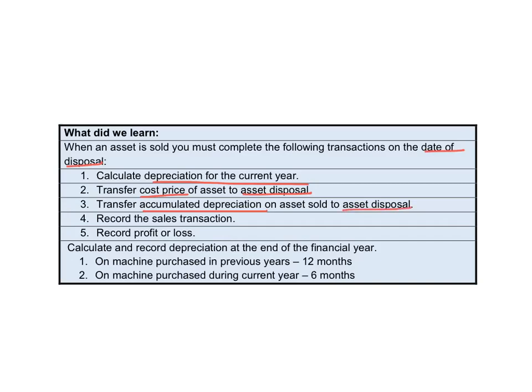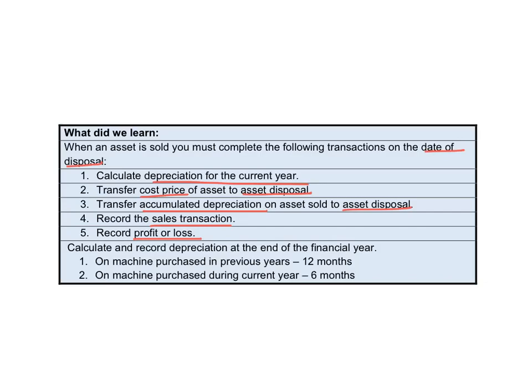Then we will record the sales transaction, and we will debit the creditors because there was a trade in, and we will credit asset disposal. The difference between the debit and credit side in the asset disposal account will indicate whether we made a profit or a loss. At the end of the year, we have to calculate depreciation on all the machinery that's still in the possession of the business.